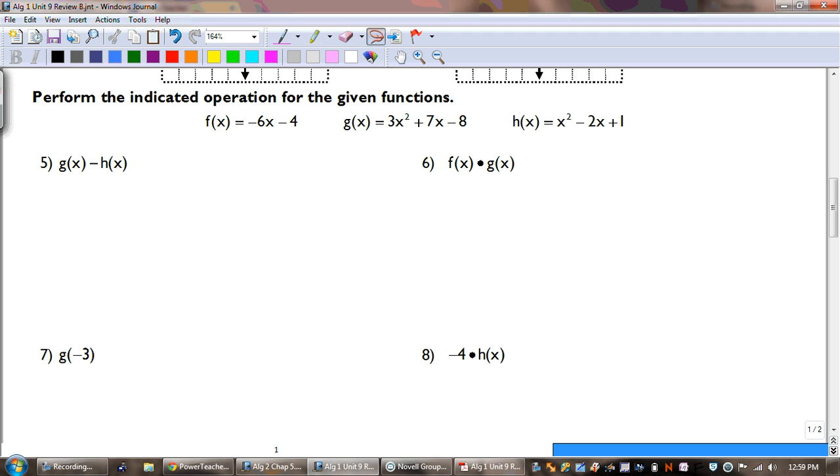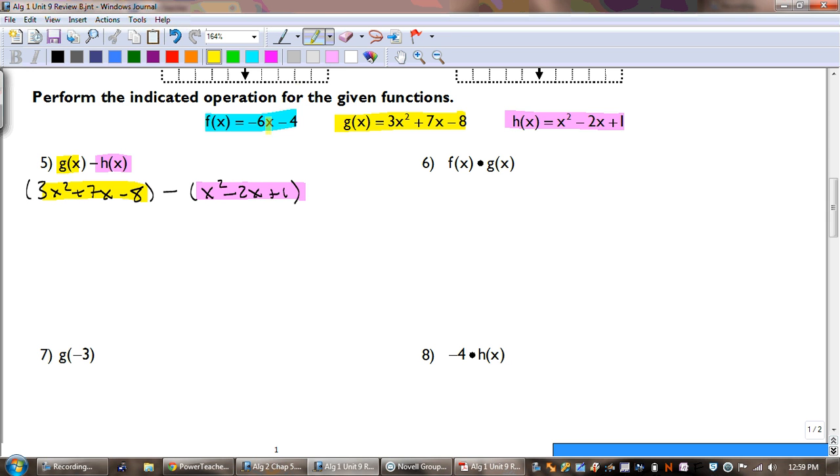All right, perform the indicated operation for the given functions. So we've got our 3 functions, the f of x, g of x, and h of x. Our first one is asking us to subtract g of x minus h of x. All right, so our g of x is 3x squared plus 7x minus 8, and we are subtracting that from x squared minus 2x plus 1. Okay, so there's the first thing. All I did was write everything down.